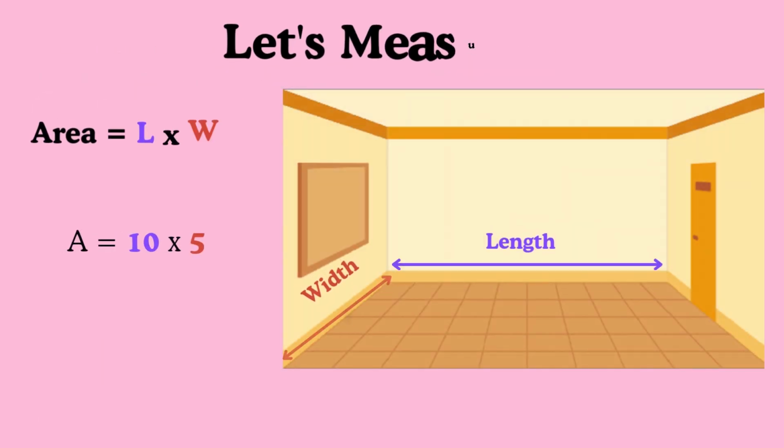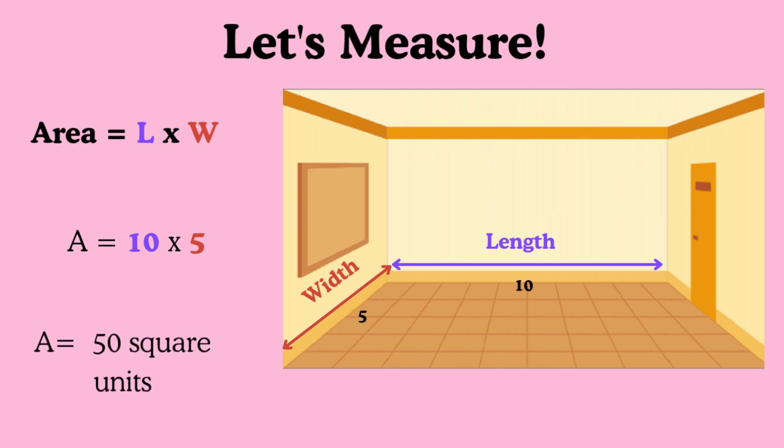Now let's measure this classroom. When we count our length, we get 10 square units. When we count our width, we get 5 square units. The area of the classroom floor is 10 times 5, which equals 50 square units.